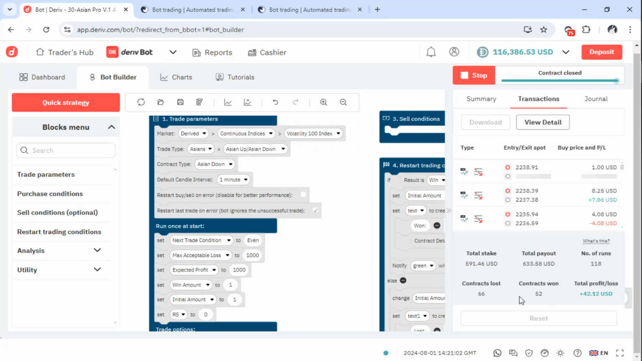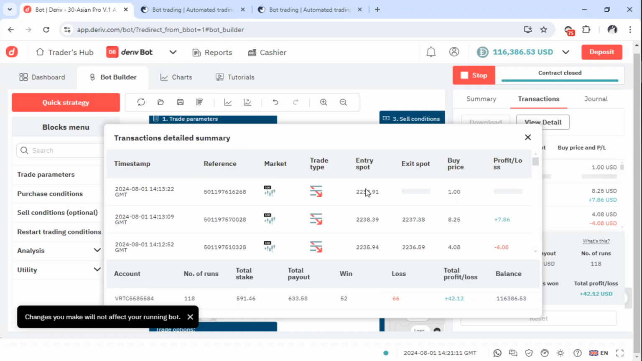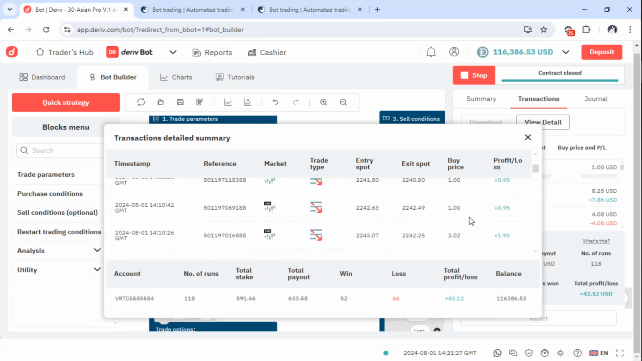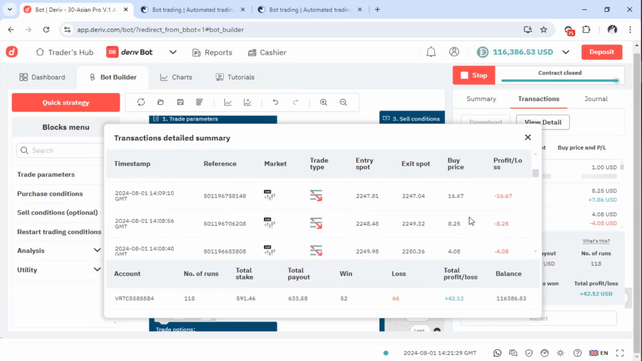Now if I check the other side, this one, the same boat, nothing has changed. It has made 118 runs. So far it has won 52, lost 66. This is so bad. Total profit so far is 42. Some are still running. Let me check the losing streak this side and see the difference. This one lost 16, not bigger than the other one.